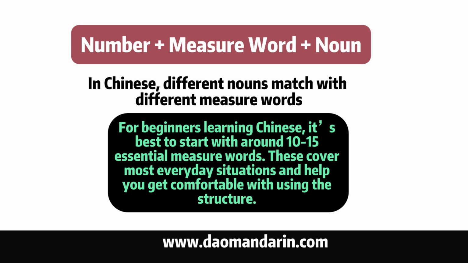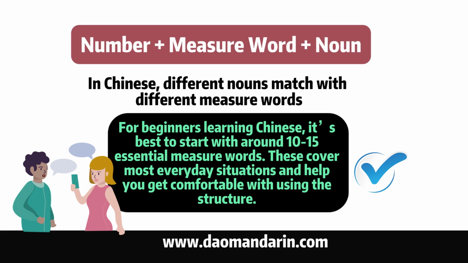For beginners learning Chinese, it's best to start with around 10 to 15 essential measuring words. These cover most everyday situations and help you get comfortable with using the structure. Let's learn more.